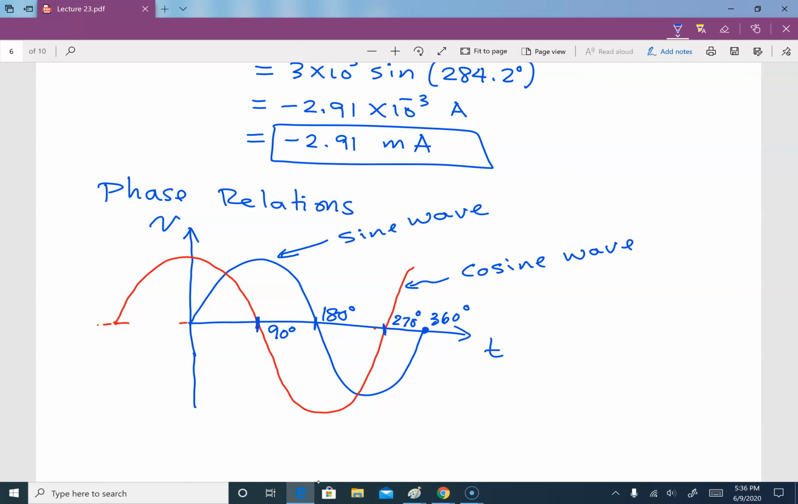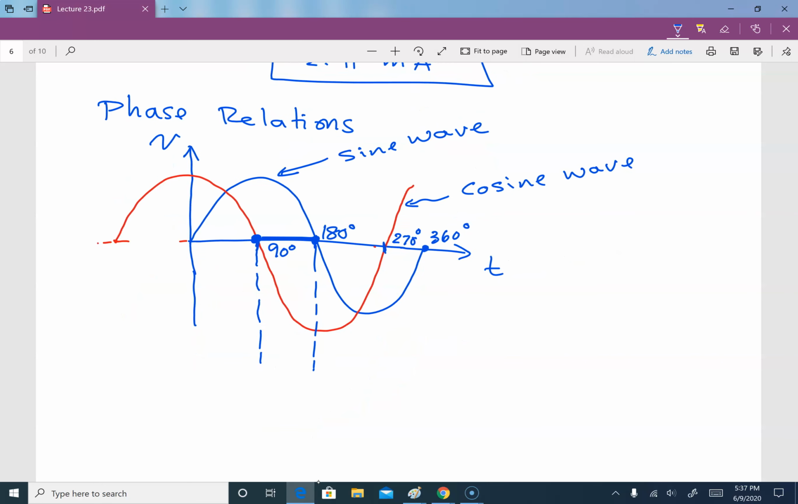So now if you look at these two waveforms, they cross at 0, so both of them cross at 0 at the x-axis here. So the difference, which is this, we call that phase shift.